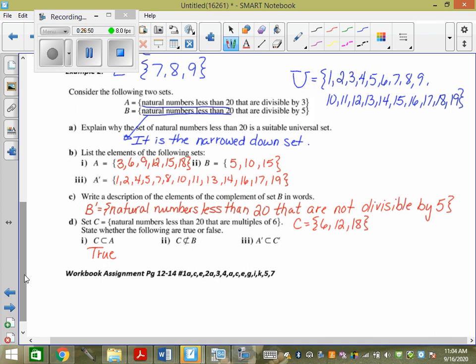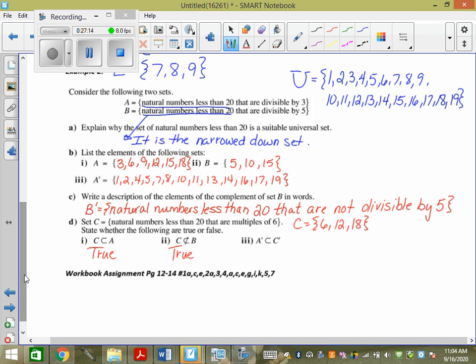C is not a subset of B. Is 6, 12, and 18 in 5, 10, and 15? No. And to be not a subset, just one number doesn't have to be in it. So for example, if 6 and 12 were in B, but 18 wasn't, it still wouldn't be a subset. So every single one has to be in it. So this is true.